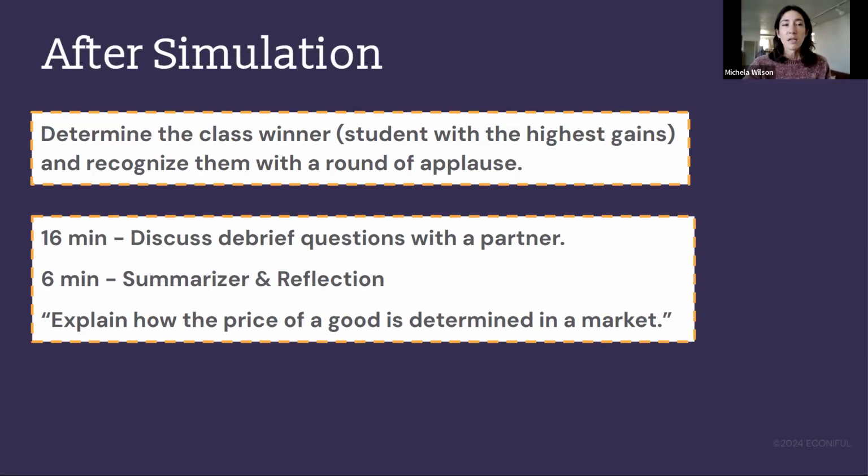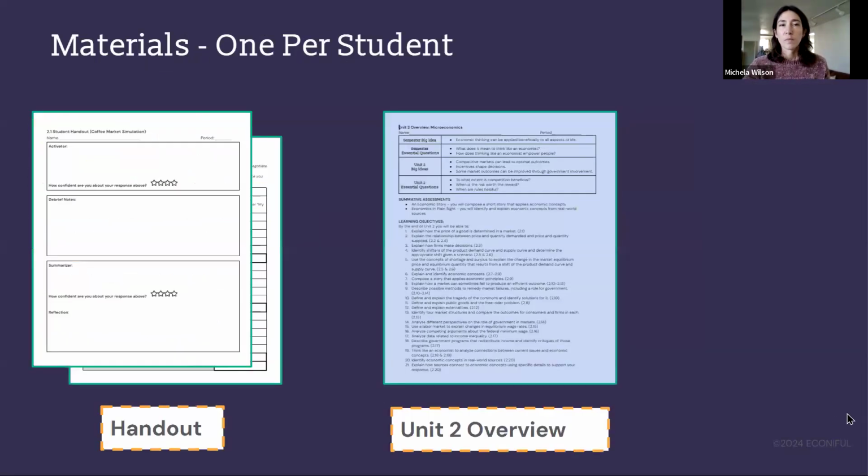You can stay on if you'd like. I'll quickly go over the materials needed for this lesson. We've got a student handout. These are 1 per student. Notes on the front, the score sheet on the back. If you're going to use Econoful's Unit 2, this is a good time to hand out the overview. On a different color is sometimes nice, just so they can find it throughout the unit.